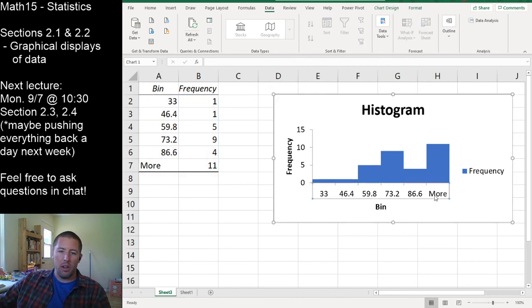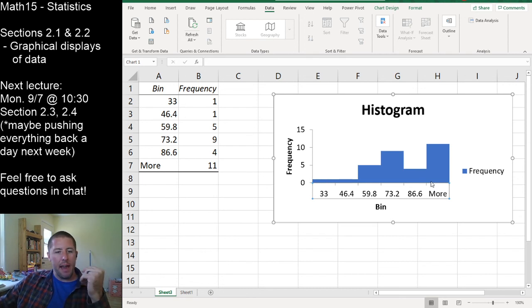I kind of don't like this more fix that Excel does right here. So they just have a "more" and above right there. That actually fixes our issue because when I was doing this before, I really wanted like 90 and above to be my last category, even though it didn't have the same width overall. It was actually a little bit bigger than our previous bins were. This, in a sense, does do a good job of fixing the problem because it just makes a statement.